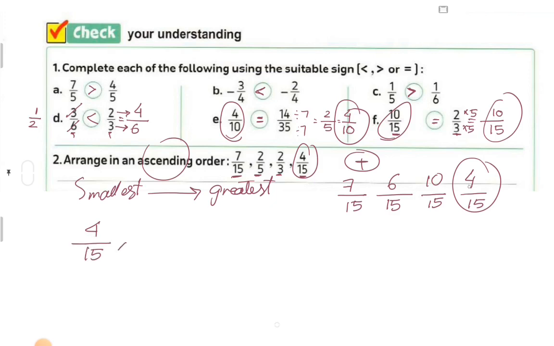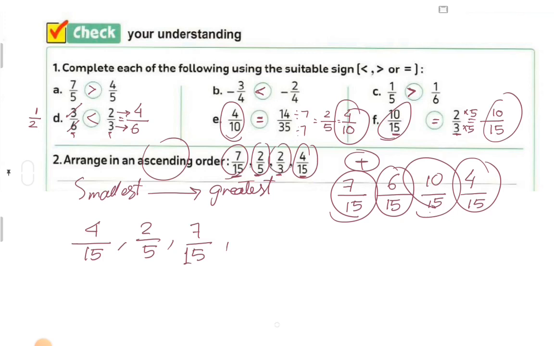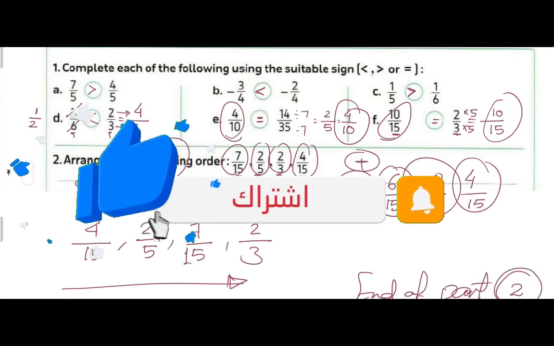Next one, 6 over 15, but note that it was 2 over 5 in the original form. Okay, next 7 over 15, 7 over 15 itself. Last one, 10 over 15, but it was 2 over 3, and this is the ascending order. And thank you, it's the end of part number 2, and thank you.